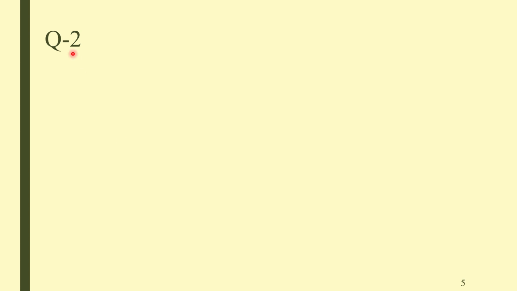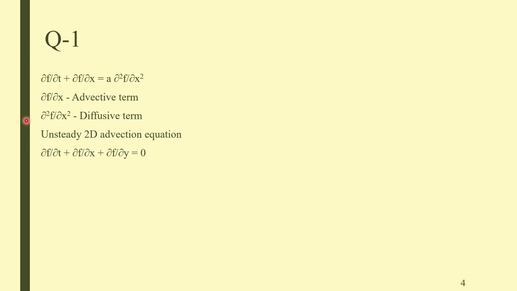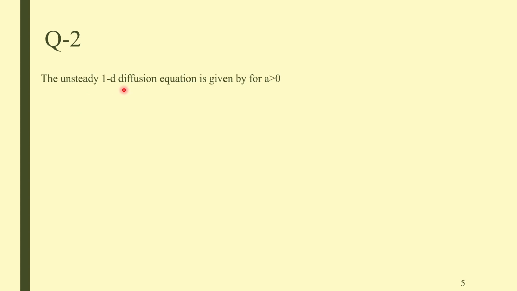Now we'll move on to question 2. In question 2, it is mentioned that the unsteady one-dimensional diffusion equation is given by, for a greater than 0. In the previous question we saw the generalized equation ∂f/∂t + ∂f/∂x = a times ∂²f/∂x². Here it is the same equation, but it is a diffusion equation. So we all know that it would be ∂f/∂t = a times ∂²f/∂x².